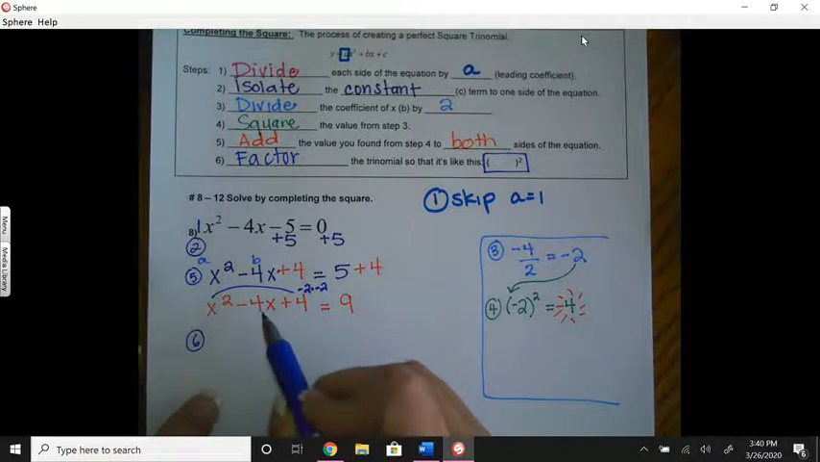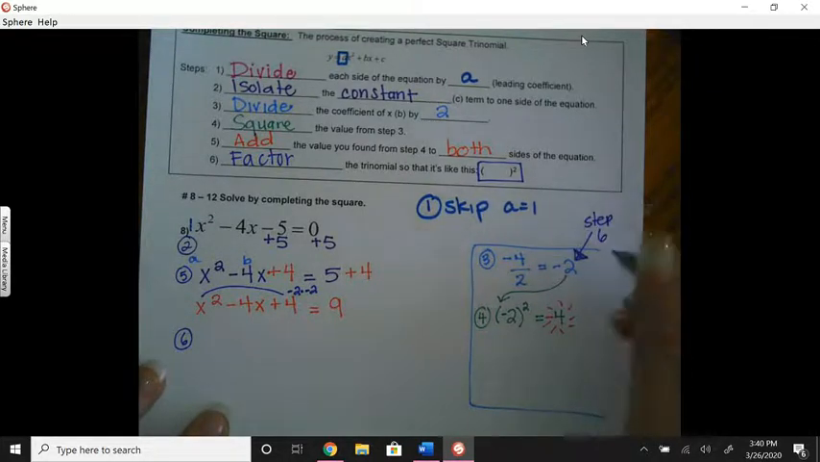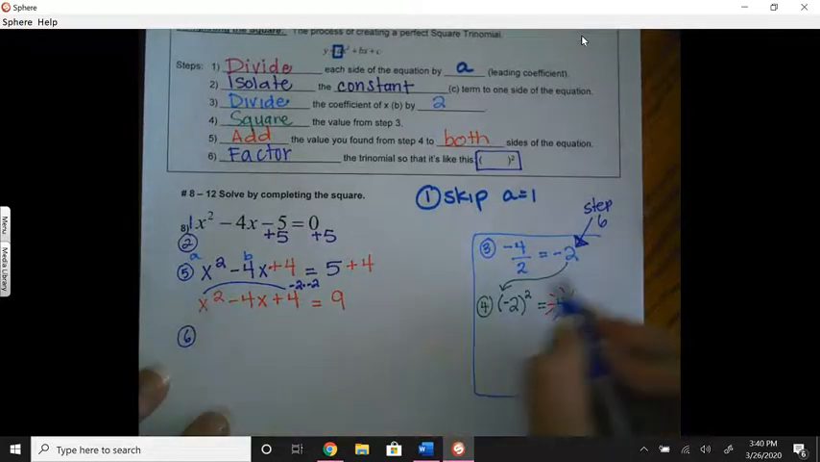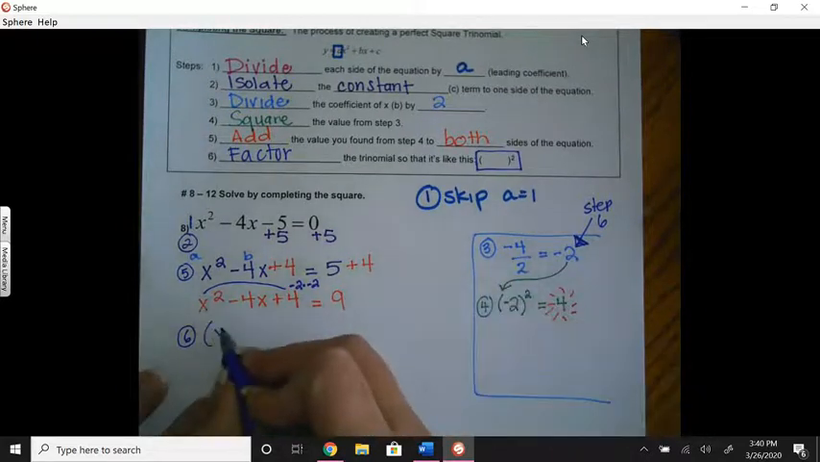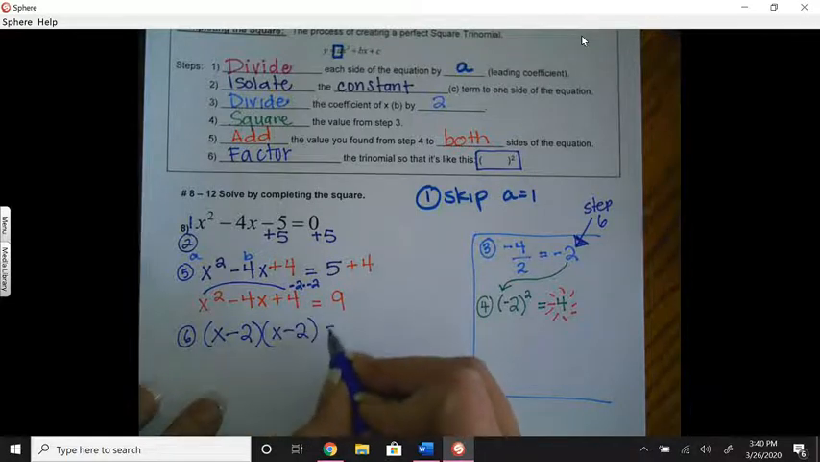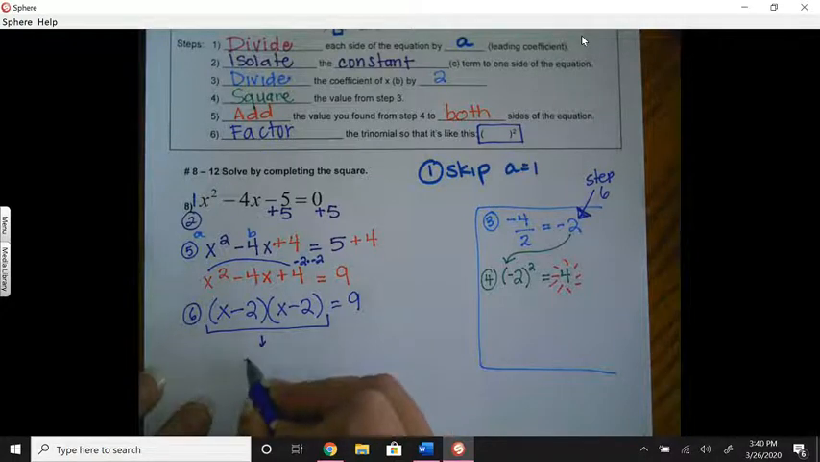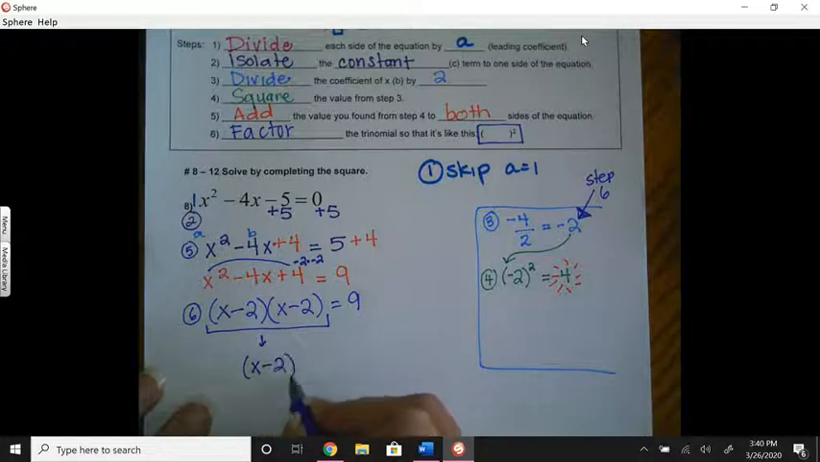And if you do your work very organized, it will always be this number right here for step 6. So when you factor this, you're always going to use that number there. So x minus 2 times x minus 2. And the whole point is that this can be written as x minus 2 to the second power.